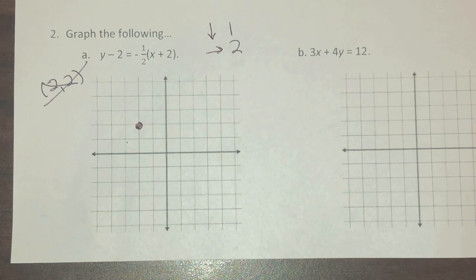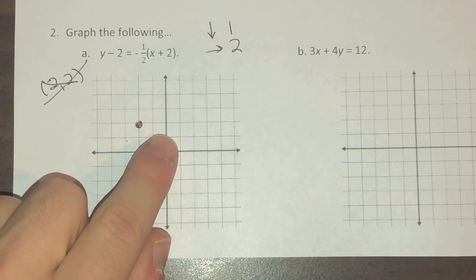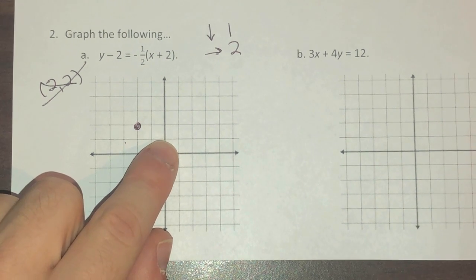All right, so from here you had two options. You could use the slope and go down 1 over 2, down 1 over 2, down 1 over 2, and so on. Alternatively, you could have tried to plug in another point. For example, I could have tried 0, 1.